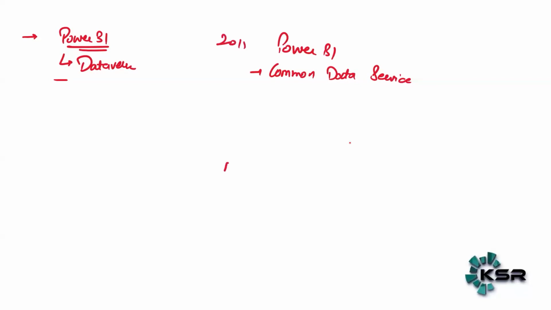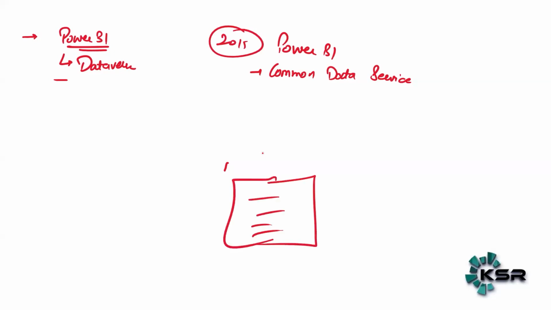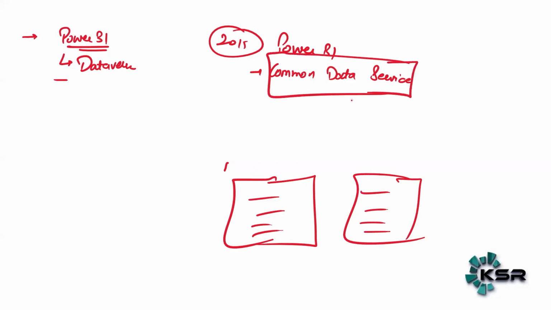This was launched back then in 2015. So there will be so many reports already in production using Power BI, using this Common Data Service as a connection. If you delete this altogether, then all the reports which are in production will start breaking. Make sense? Yeah, correct. Okay. So does everyone agree with me?